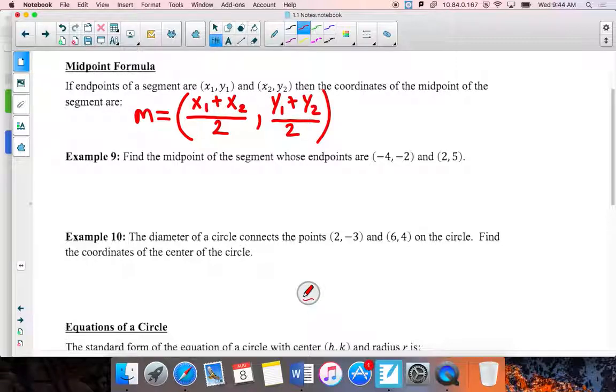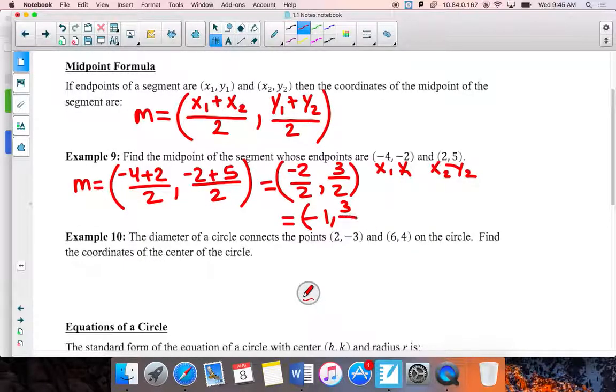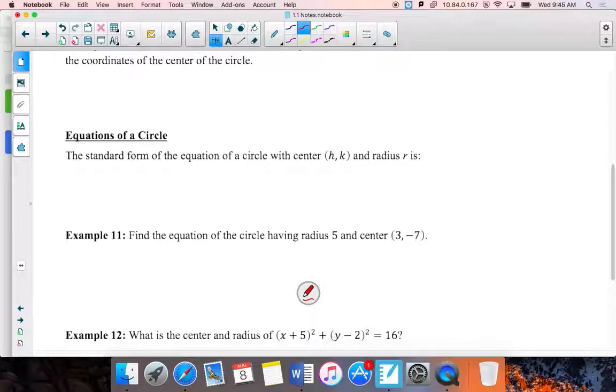So in example 9, let's go ahead and find the midpoint. Label your two ordered pairs, which makes your job a little bit easier. When I average these, the midpoint is going to look like -4 plus 2 divided by 2, -2 plus 5 divided by 2. Simplifying this, we're going to get -2 over 2 and 3 over 2, for a -1 and 3 halves as the midpoint, the exact middle between those two ordered pairs. We'll talk about 10 together.